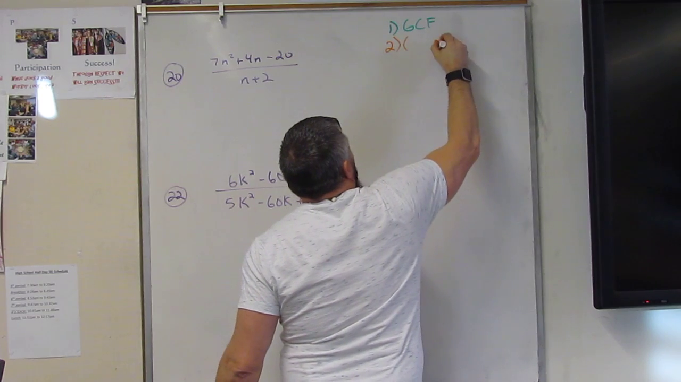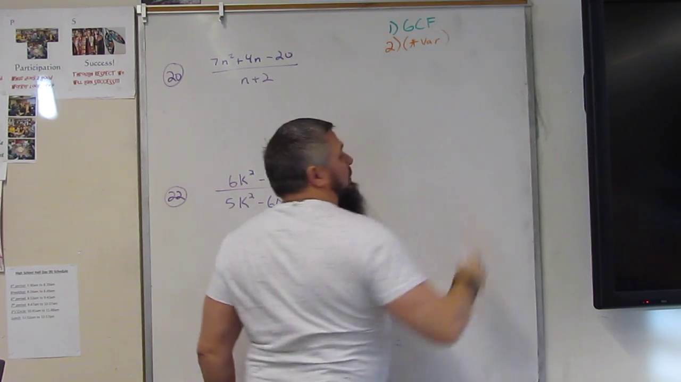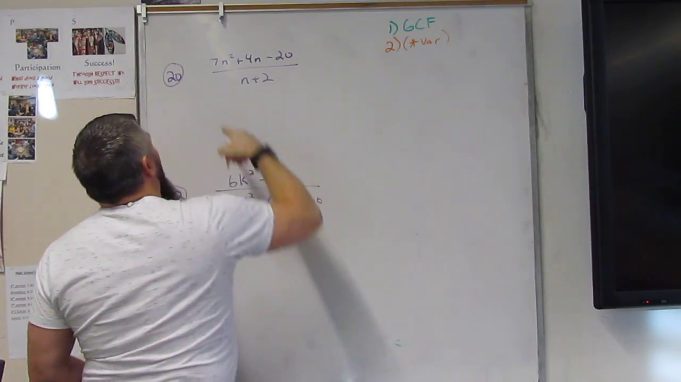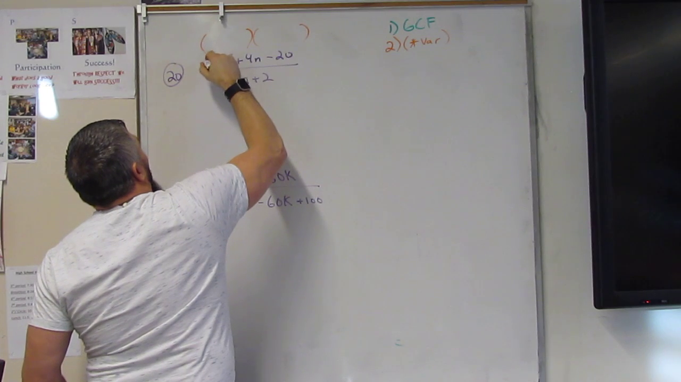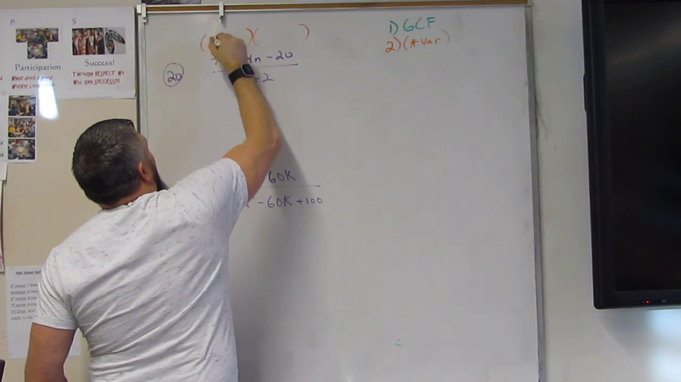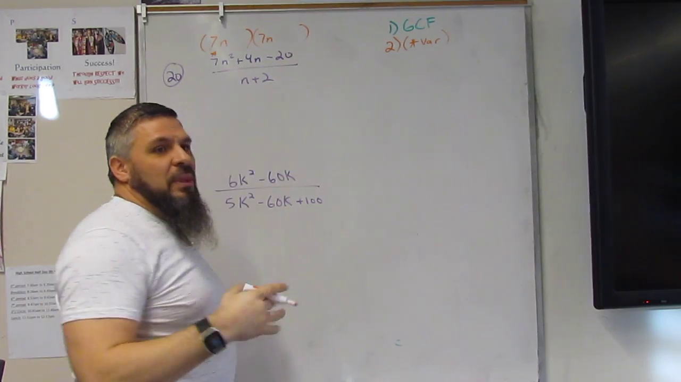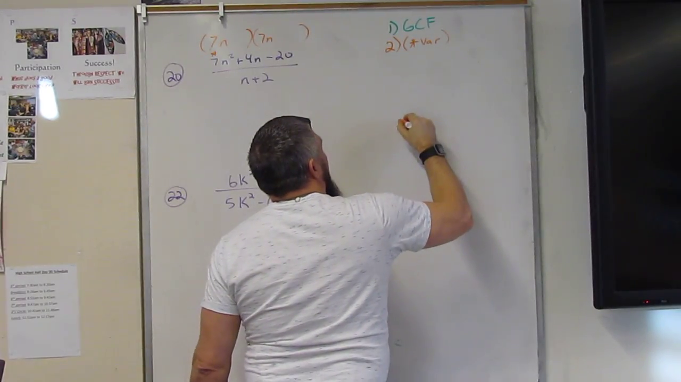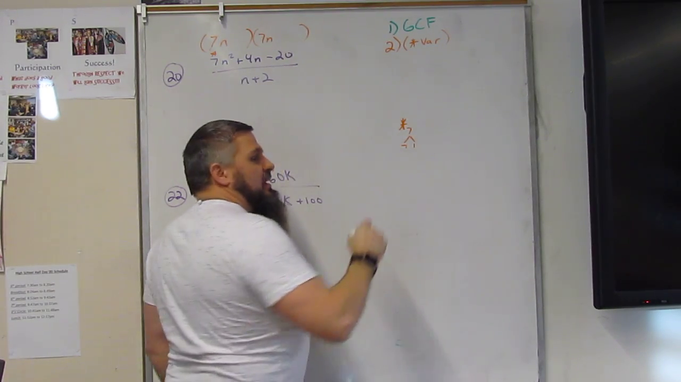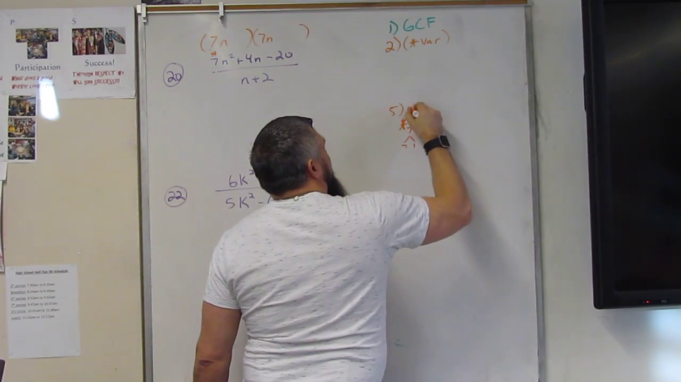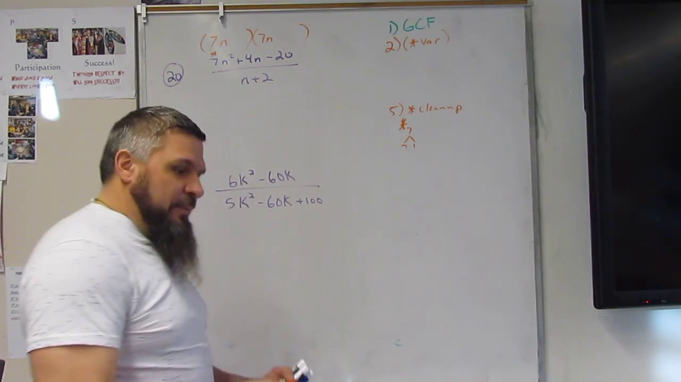which is parentheses star variable. Okay? So we look at this and we're like, okay, parentheses, and then the star is the 7n. So we got 7n. And then what we're going to do is we're going to tell ourselves that later on we got to take out a factor of 7. So that's our star cleanup.